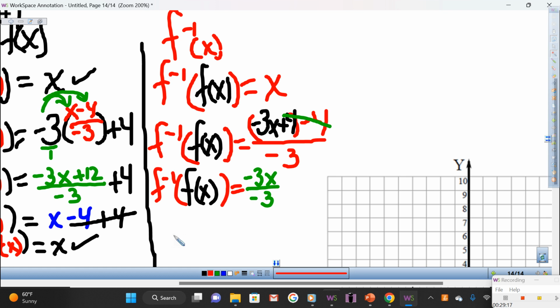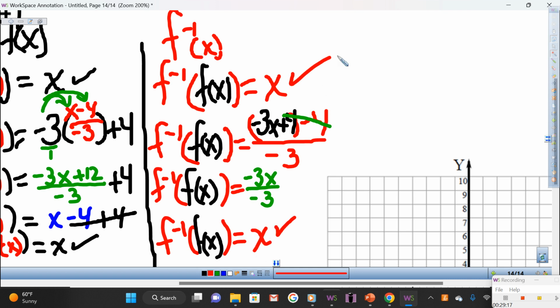And last but not least, f inverse f of x. What is negative 3x divided by negative 3? X, yes. Did we end up with what we needed? Yes, of course. And now we check the inverse.